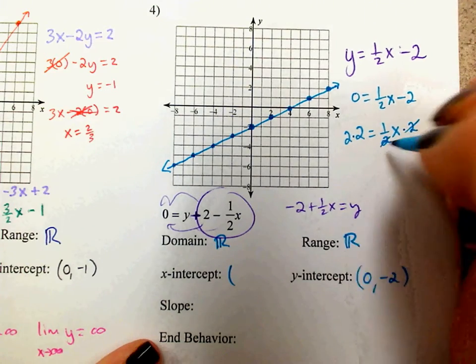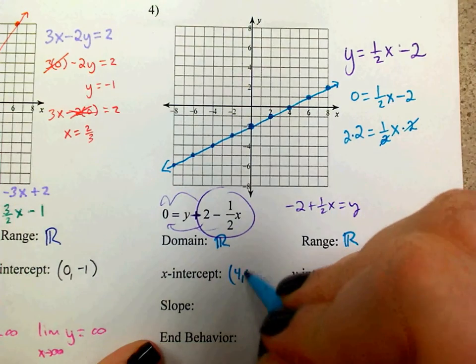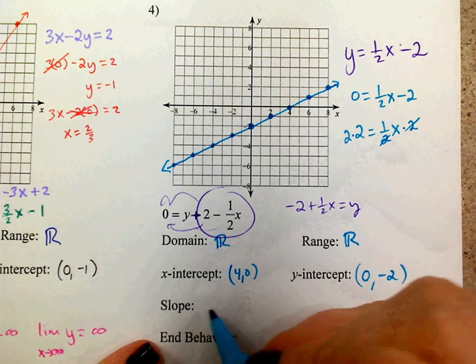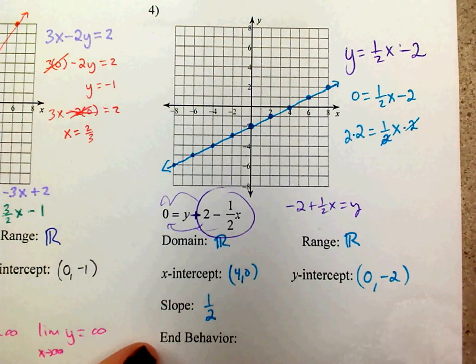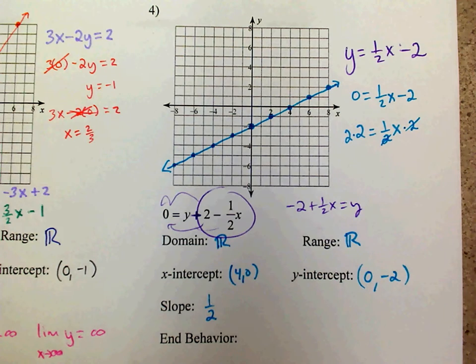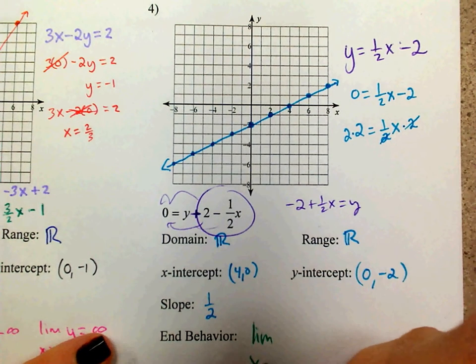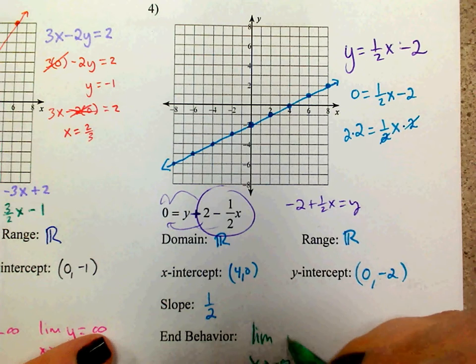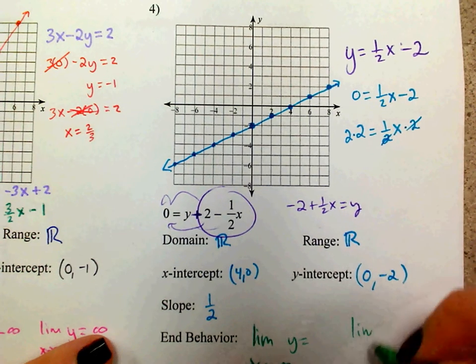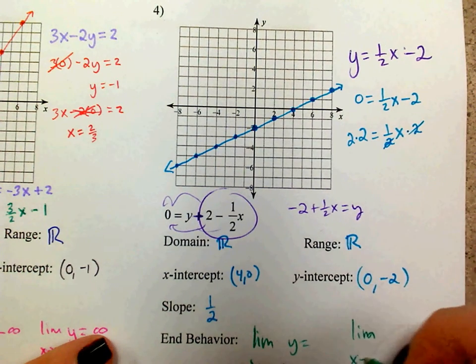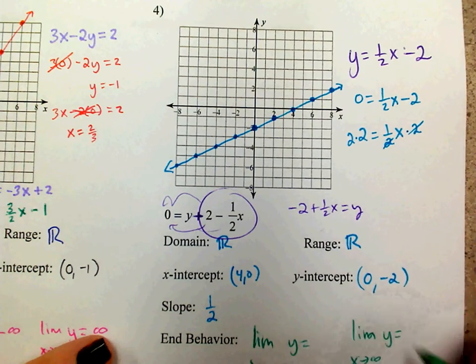Okay, slope was 1/2, and the end behavior. So end behavior, as x goes to -infinity, and the limit as x goes to +infinity. Now we say limit because we're saying what the function is approaching. A limit is what a function is going towards.